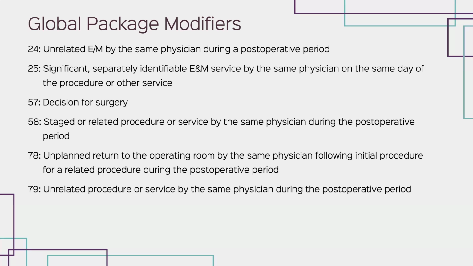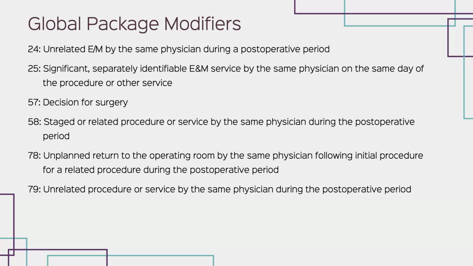Modifier 58 is used to indicate a staged or related procedure by the same physician within that post-op period. It can be a follow-up procedure that's more extensive than the original procedure, but it can also be used to indicate therapy performed following a surgical procedure. So, for example, a patient has a lesion that turns out to be malignant without clear margins. So the patient is then brought back to the operating room 7 days later, and they do a more in-depth surgery to remove the cancer, and that would be submitted with your modifier 58 to indicate that it is related to that primary or first procedure, but they didn't know that they needed to do it.